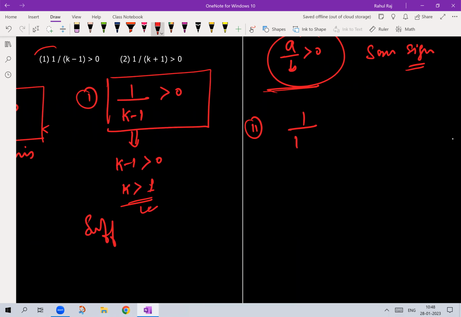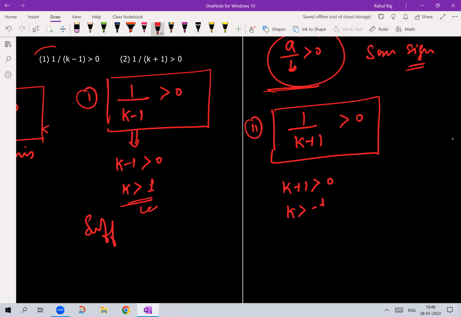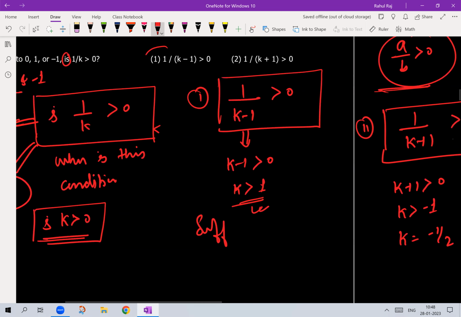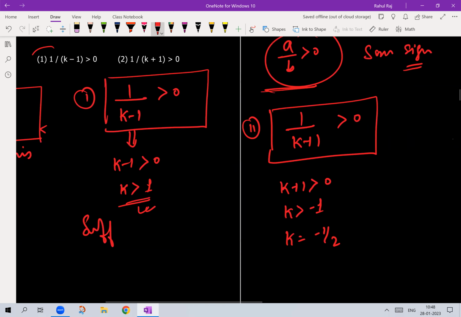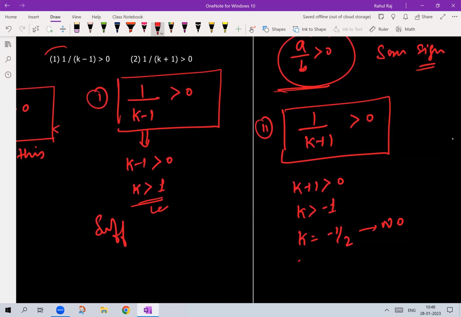Option number 2 says what? 1 over k plus 1 is greater than 0. Now this particular information is given to you. Again, I have told you this is a statement. The statements are absolute. When is this information possible? Only when k plus 1 is greater than 0. It means k is greater than negative 1. If k is greater than negative 1, k can be negative half. My question is, is k greater than 0 when k is negative half? It's a no situation. And k can also be equal to 2, 3, 4, 20, till infinity. It's a yes situation. So this is not sufficient. Is this clear, Shrisha? The answer to this question is A.